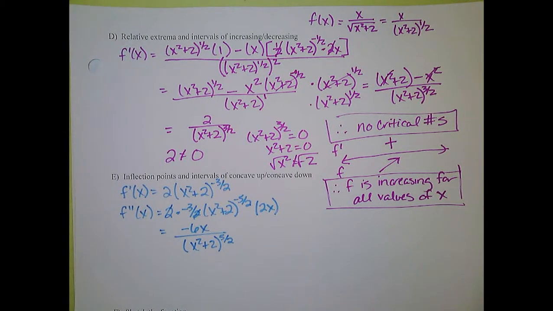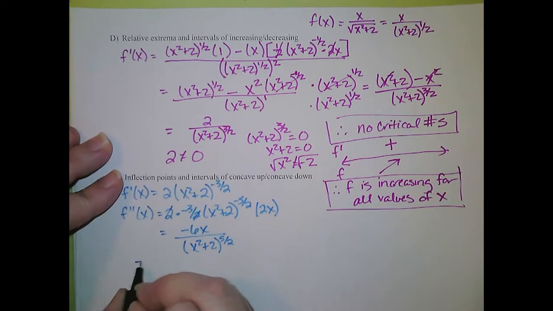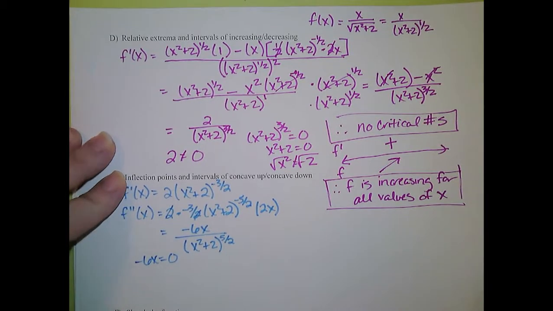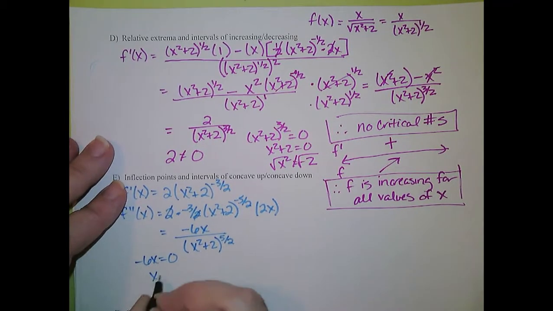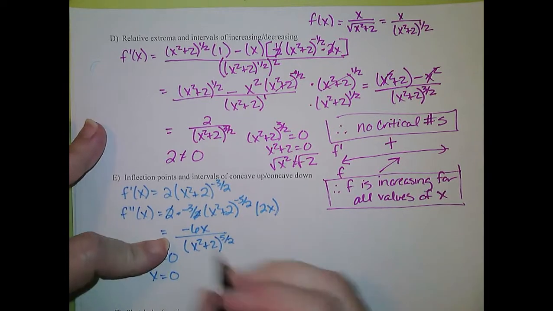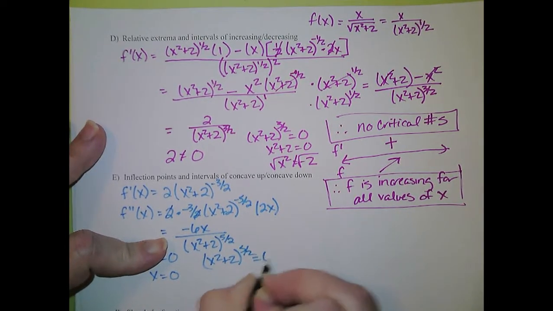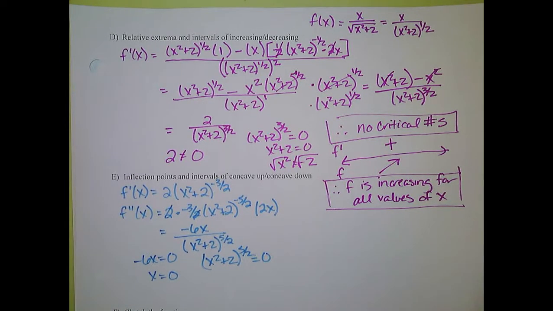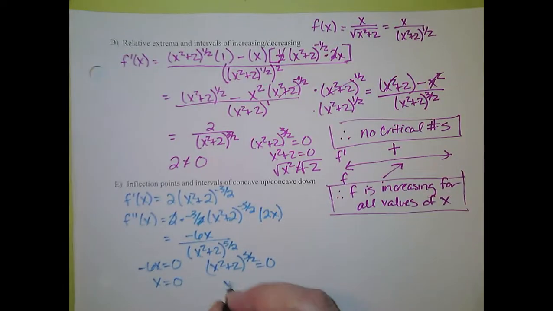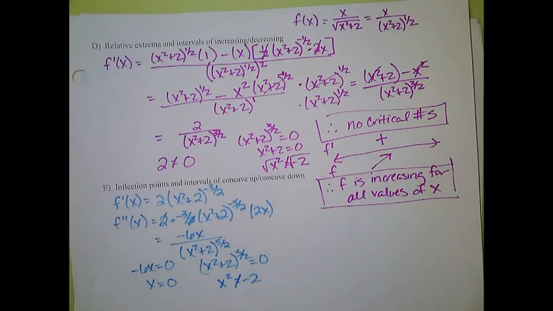We could have changes in concavity anywhere that the second derivative is equal to 0 or doesn't exist. In order to be equal to 0, the numerator would have to be equal to 0, and that would happen if x is 0. In order to not exist, our denominator would have to be equal to 0. But again, this would mean that x squared would have to be equal to negative 2. We've already established that that can't happen. So our denominator is never equal to 0, which means we have one possible inflection point at x equals 0.